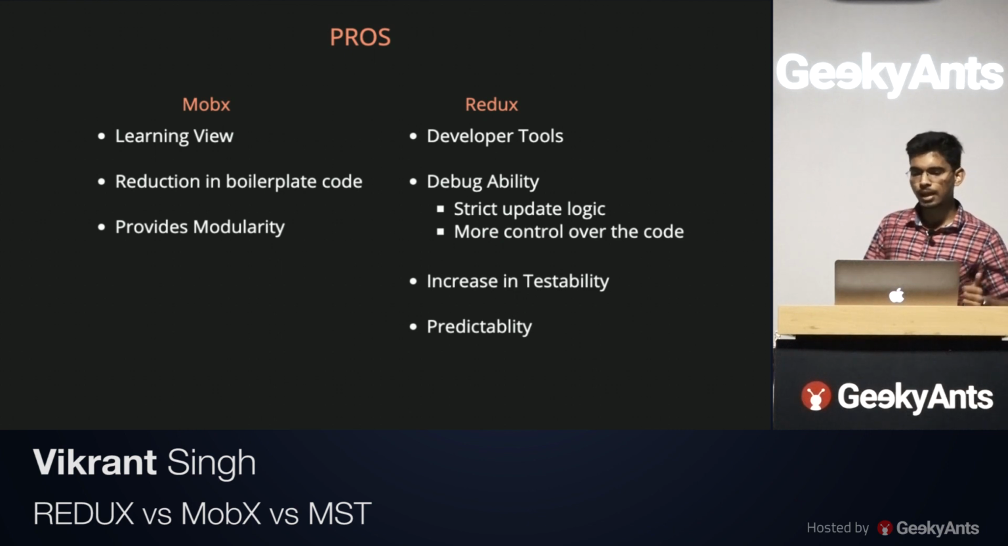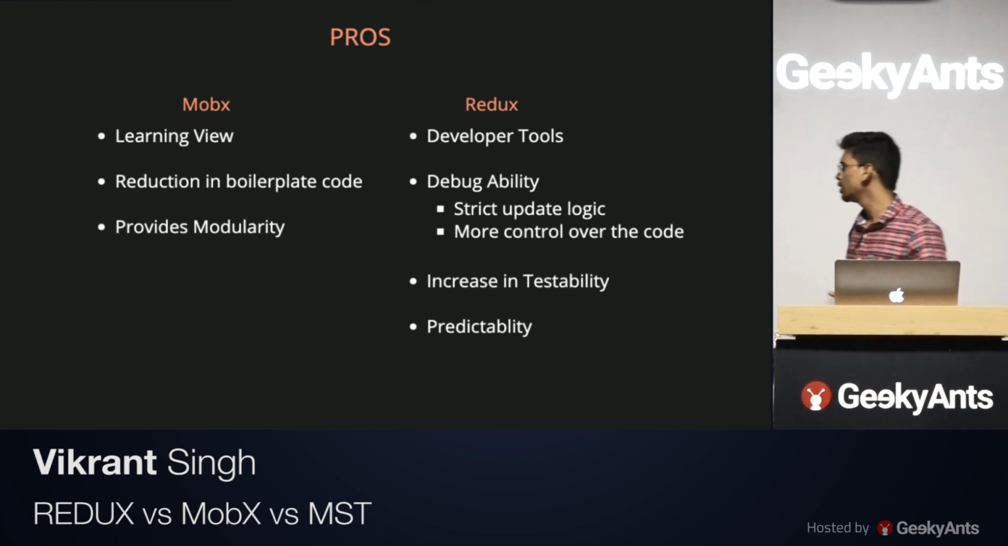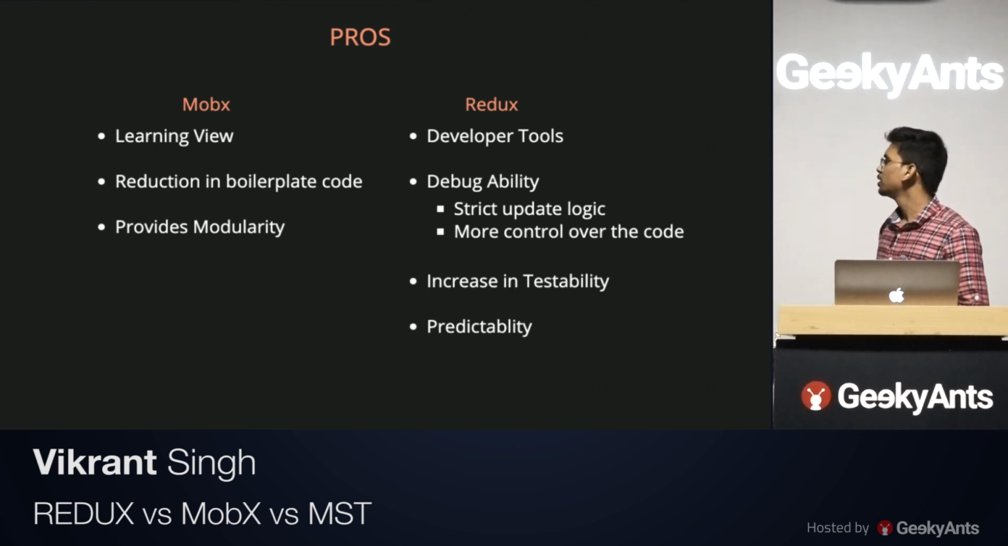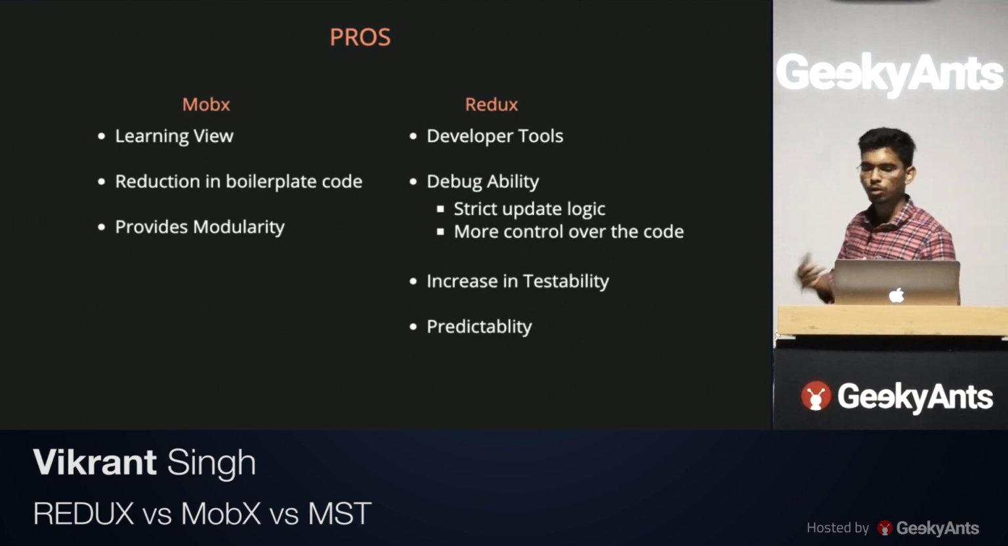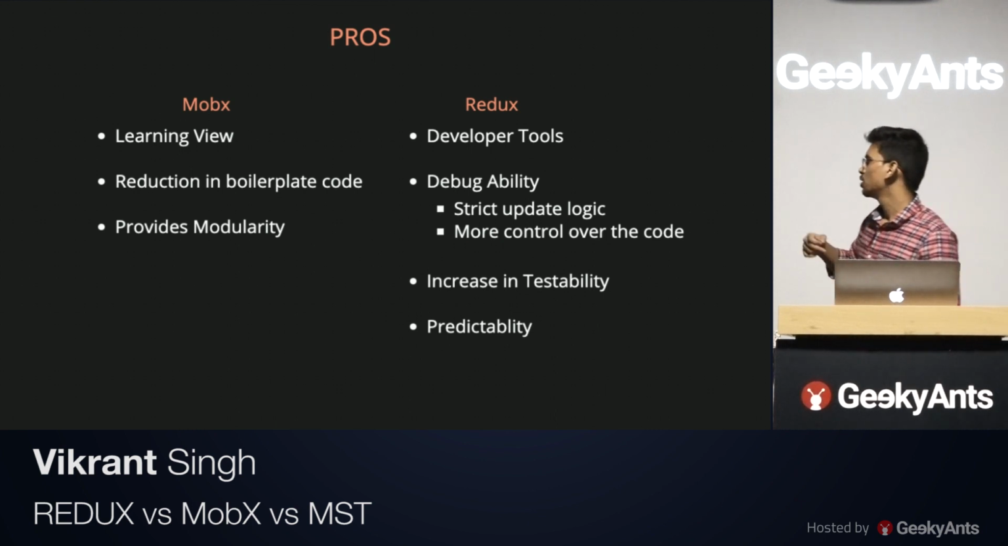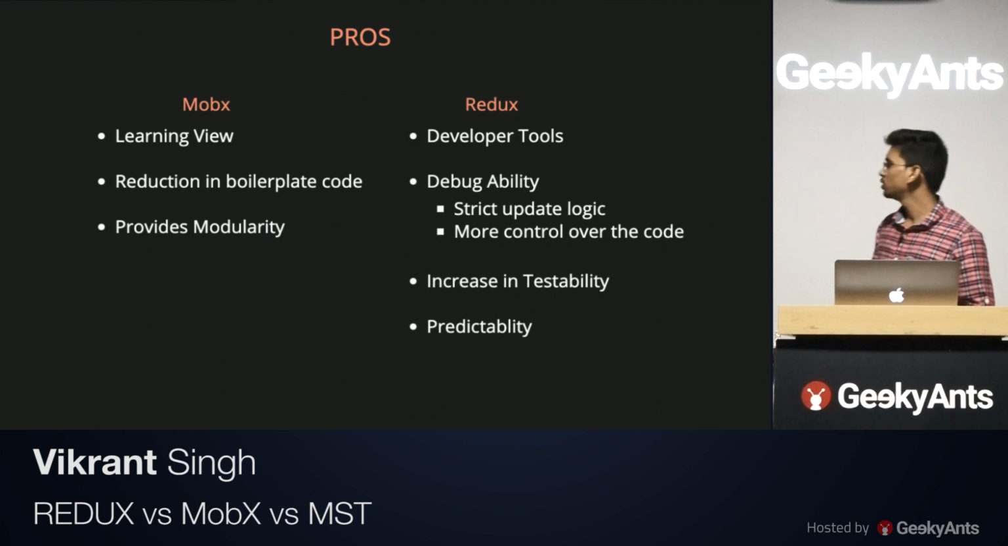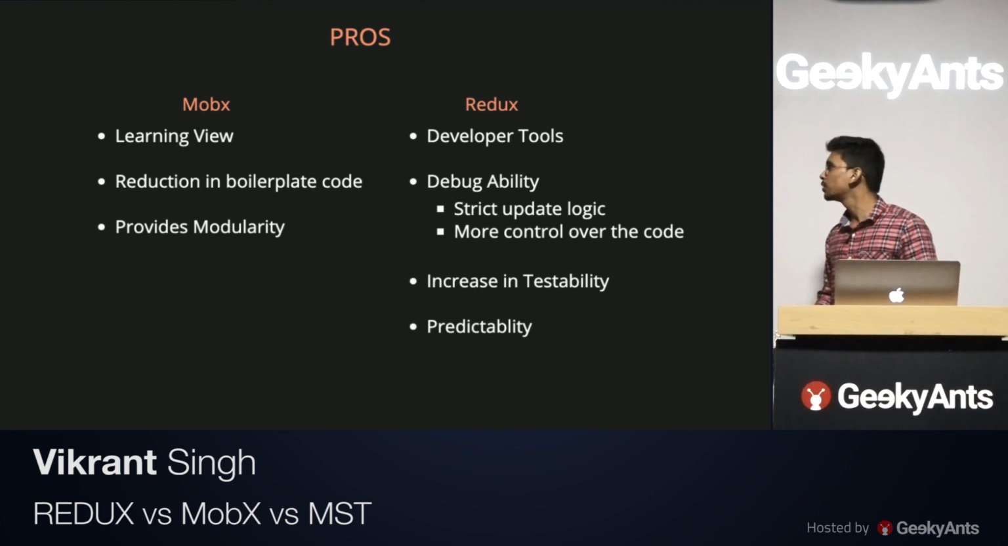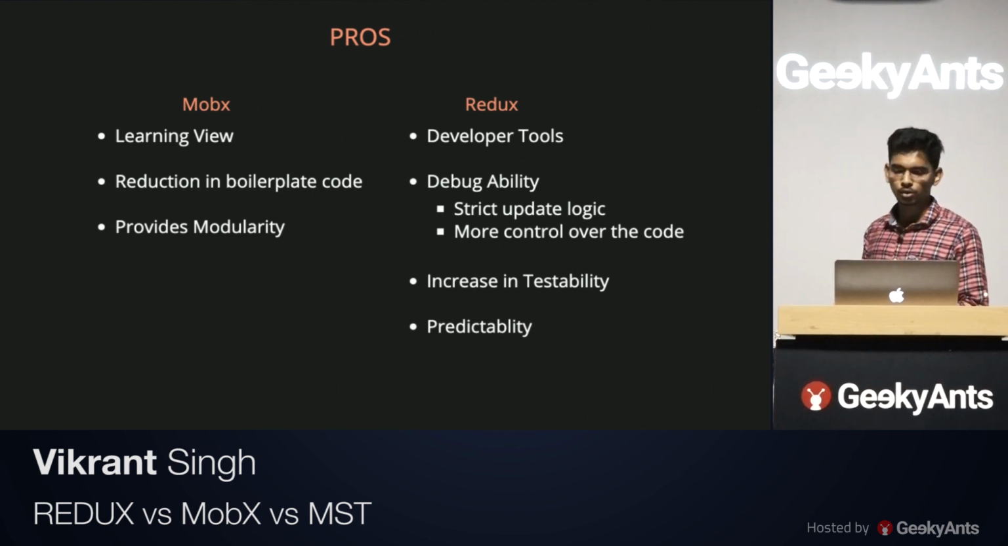And if we talk about debuggability, testability and predictability, Redux provides strict update logic, as we have discussed, and it provides a lot more control over the code, and there are rules which you have to follow in Redux. So in the case of debuggability, testability and predictability, Redux exceeds MobX in terms of performance.